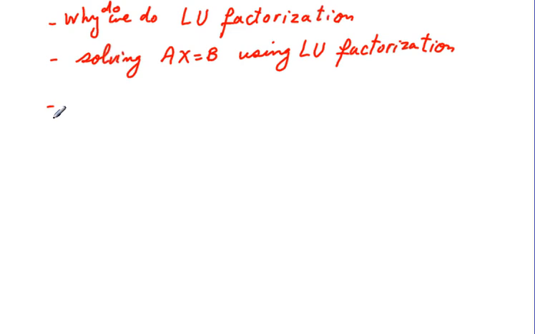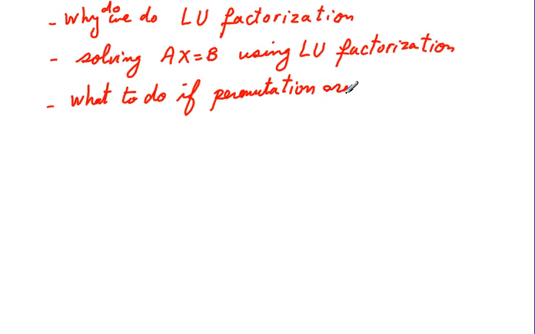And the third one we are going to deal with is what will happen if we have permutation during the LU factorization. So the question is what to do if permutations are involved during Gaussian elimination.